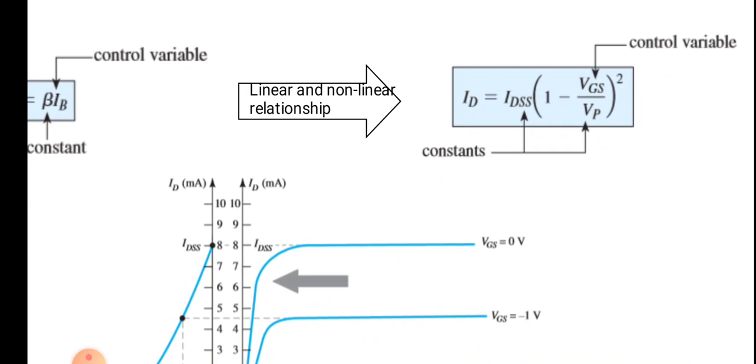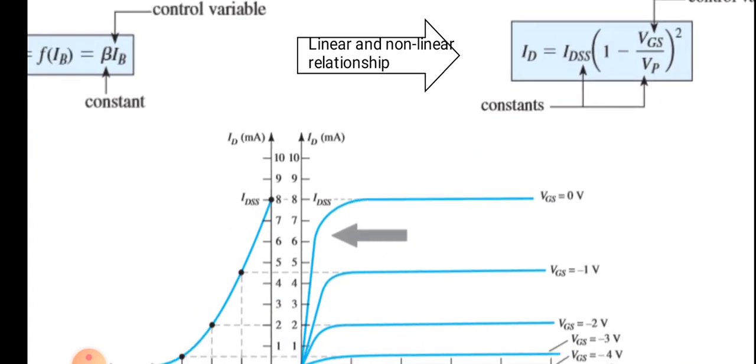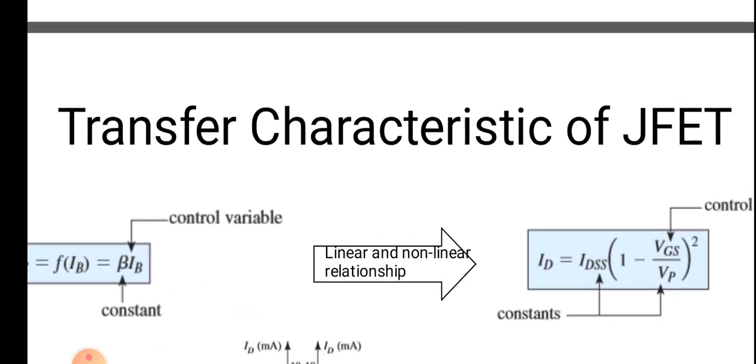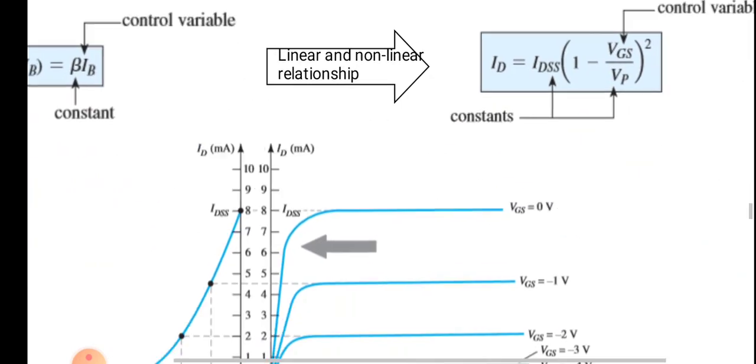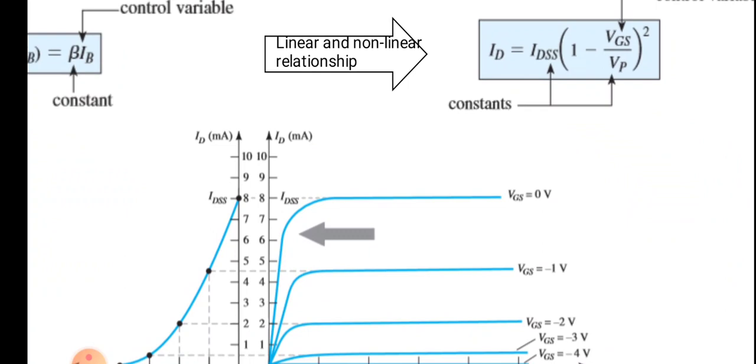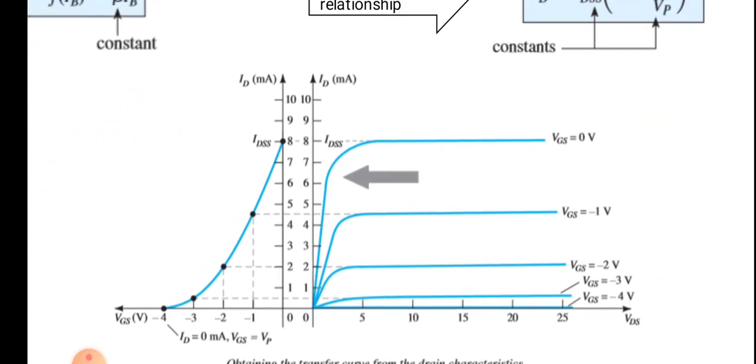Now ID is considered as the output current, and VGS is considered as the input quantity. So the input quantity is controlling the output quantity. That's why we call it the transfer characteristic. It means you are doing something at the input and the result is available at the output, or the influence of the input is available on the output side.